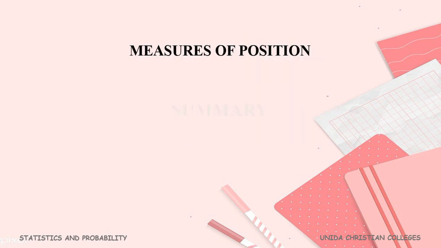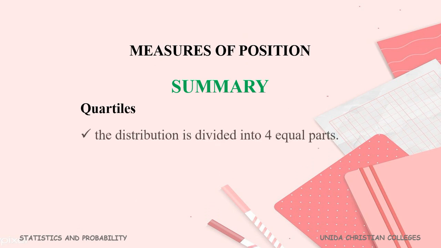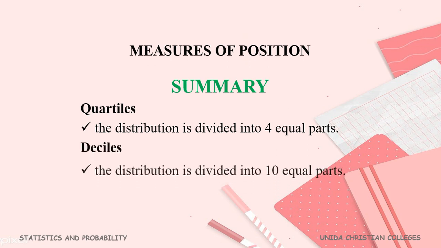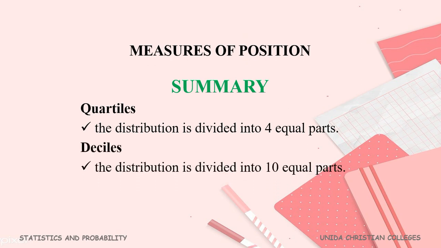Okay? Ayan. So now, let's have the summary in our measures of position topic. Again, we have three, the quartiles, deciles, and percentiles. First, we have the quartiles po. This is the distribution is divided into 4 equal parts and it has 3 score points. We have first quartile, second quartile, and third quartile. Second, we have the deciles. The distribution is divided into 10 equal parts. So we have here 9 score points.